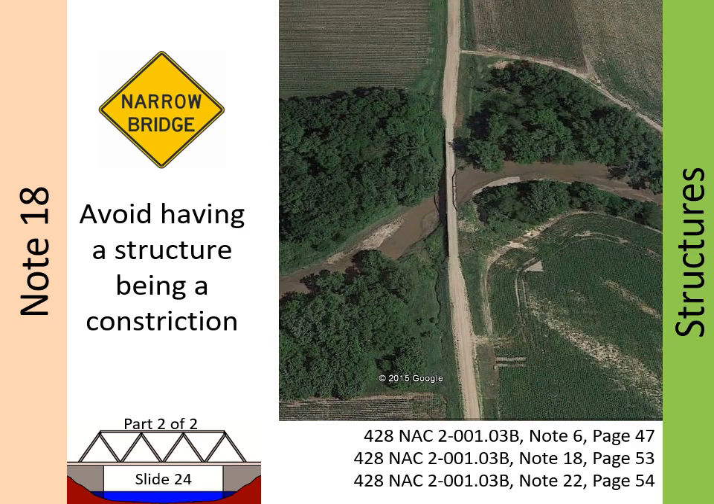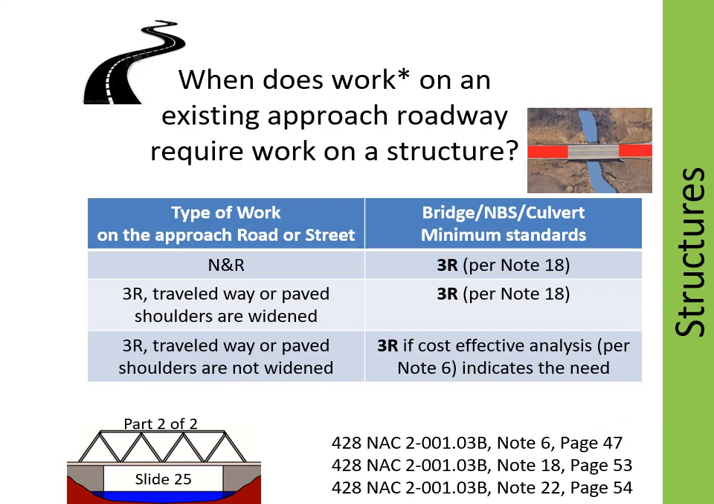Generally, if the road or street is built to minimum new and reconstructed standards, the bridges and structures on the roadway should also meet minimum new and reconstructed standards. And if the roadway meets minimum 3R standards, bridges and structures on that roadway should also meet or exceed minimum 3R standards. The table on this slide shows what minimum standards apply to structures when work more than maintenance is done on at least one of the approach roadways.